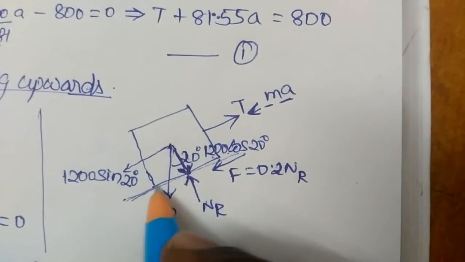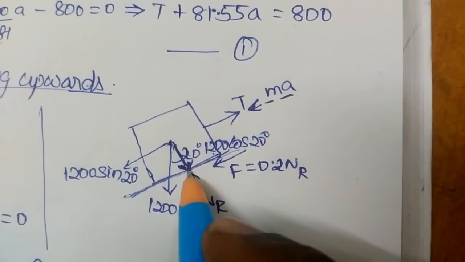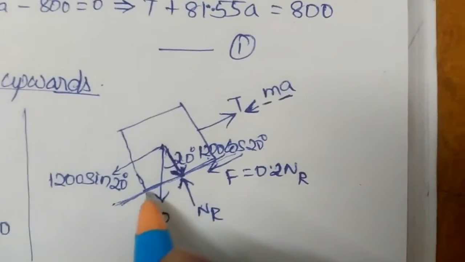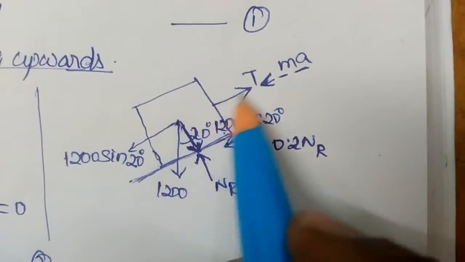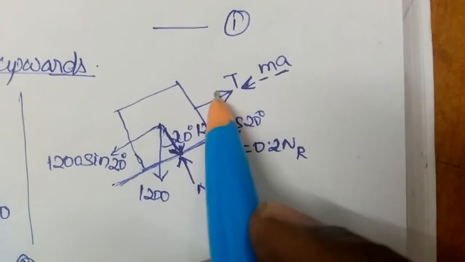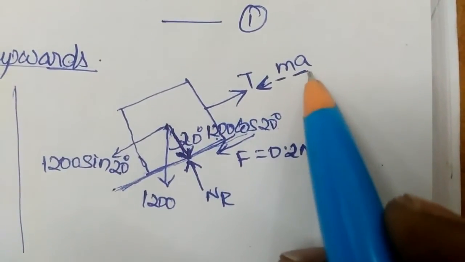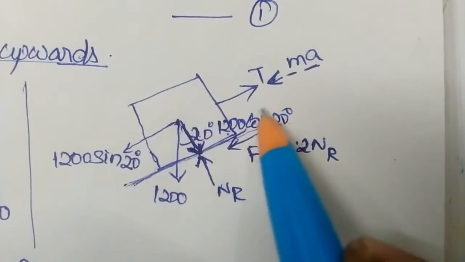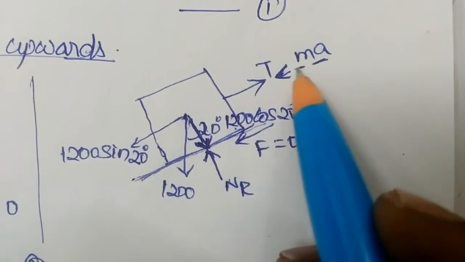And since this block is sliding on this inclined plane, there will be a normal reaction acting vertically upwards, and there will be a friction taking place towards the left side direction as the block is moving upward. And this block is connected by this rope or cable. So tension will always be acting away from this block. And since this block is moving upward, there will be an inertia force, that is MA. It will be acting in the opposite direction of the motion of the body.